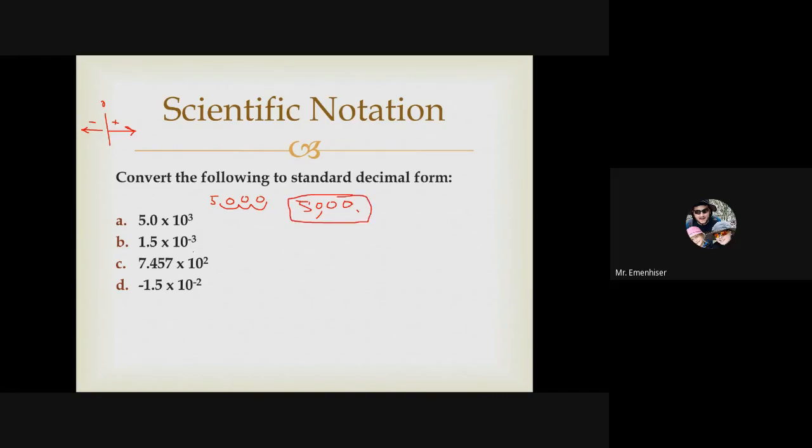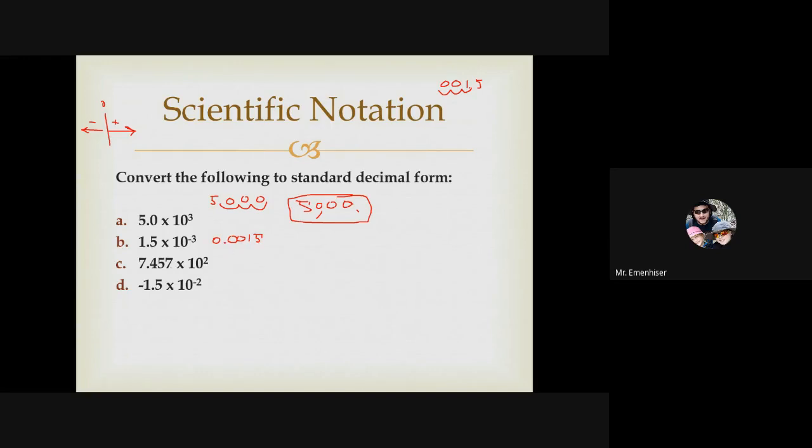Okay, so 5,000. 1.5 times 10 to the negative 3. So let's write it up here. 1.5 times 10 to the negative 3. So 1, 2, 3. I got to fill in with 0. So that is equal to 0.0015. Tiny number. 15 out of 1,000.